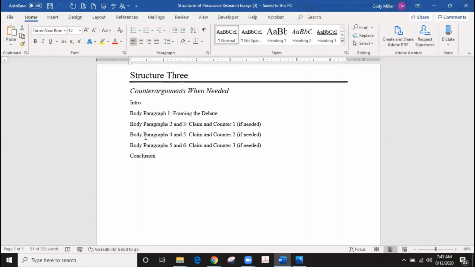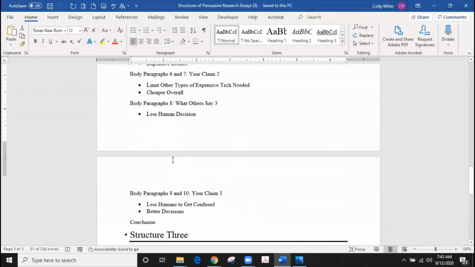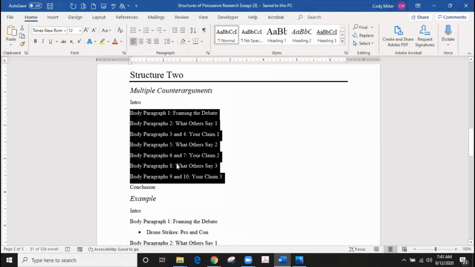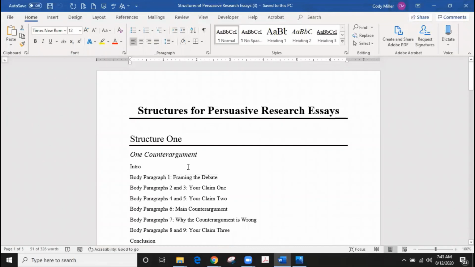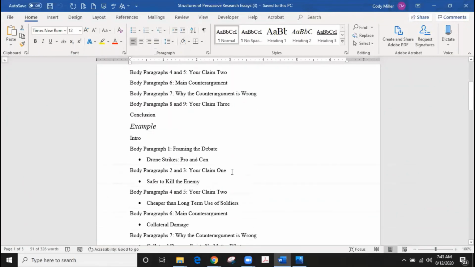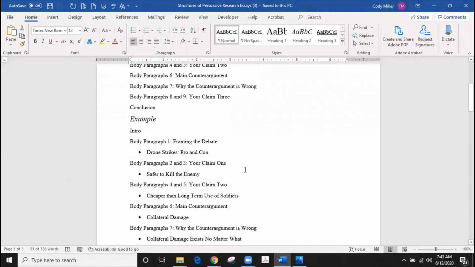But again, this is only 3 of the structures that you can follow for a persuasive research paper. It in no way signifies that these are the only ones, but hopefully this can give you some instruction as well as some structures you can follow as you are working on drafting your persuasive research paper.